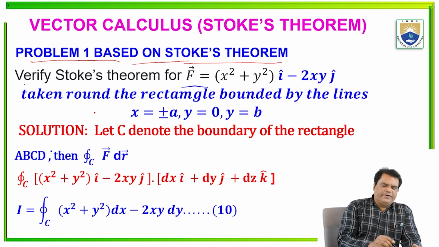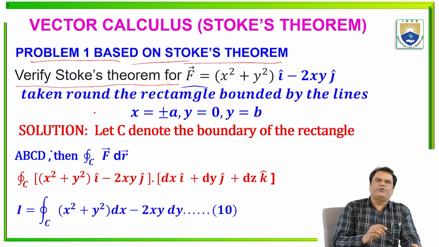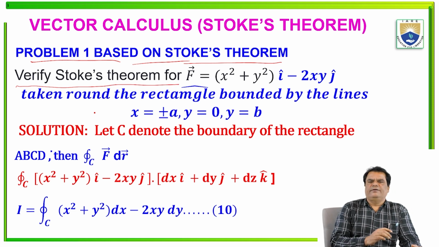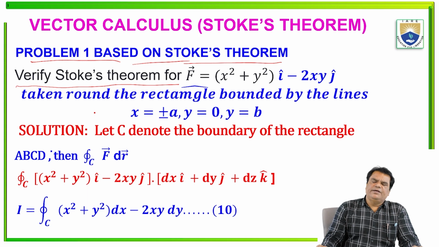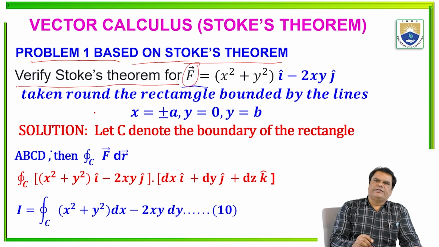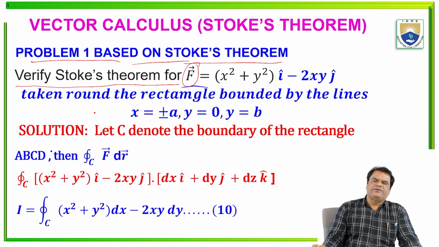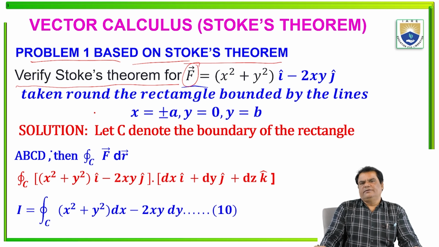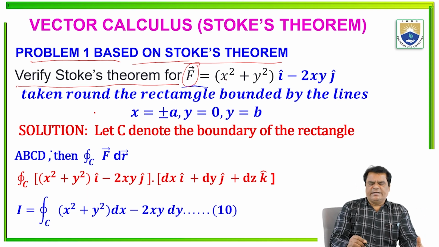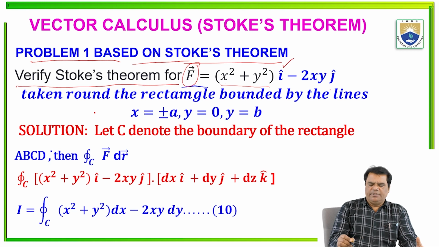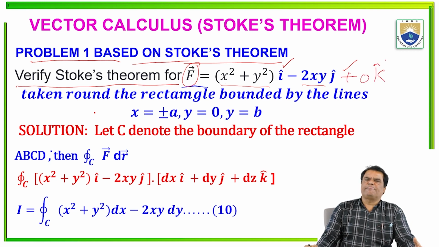Okay. So in our problem, verify Stokes theorem. Here we will verify Stokes theorem in this question. The vector point function f is given here. Here there is only i and j, a two-dimension vector point function. K is not there. So f is (x square plus y square) i cap minus 2xy j cap plus 0 k cap.